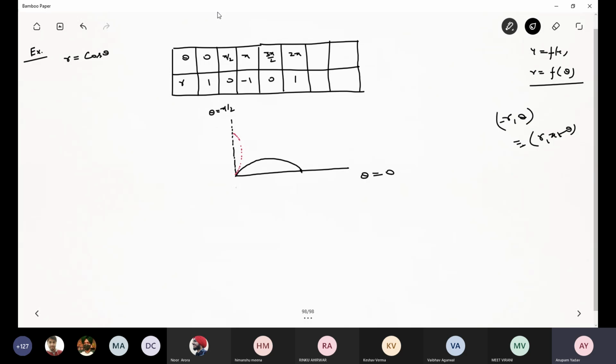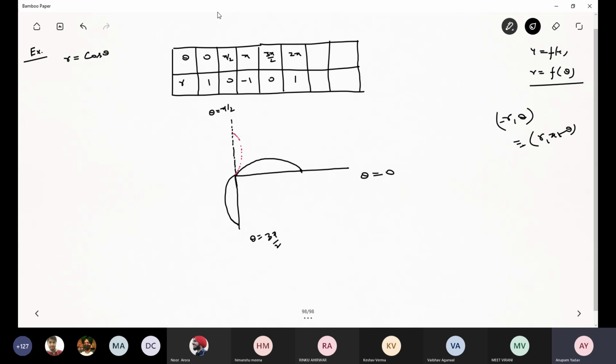Instead of this, this line will be theta equals 3 pi by 2. So instead of drawing this here, it will draw a curve here. Let me remake. It will start like this and it will go like this. Okay, actually the loop will be the same length, like here. And then further, what is happening?